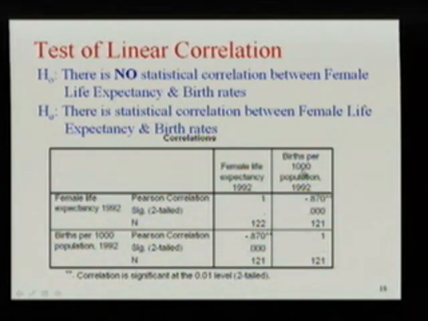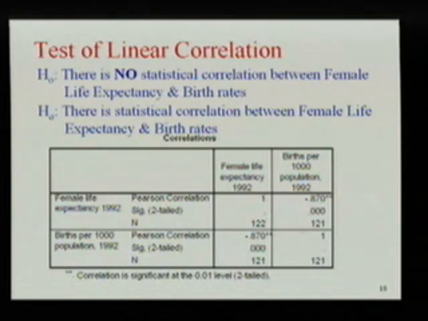This number is the correlation between birth rate and life expectancy. You see Pearson's correlation in this row, the information here, -0.87. That's the correlation. So there's a negative correlation between birth rate and female life expectancy, and that number is negative 0.87. And underneath that is a p-value, a two-sided test p-value. The p-value is 0.000.